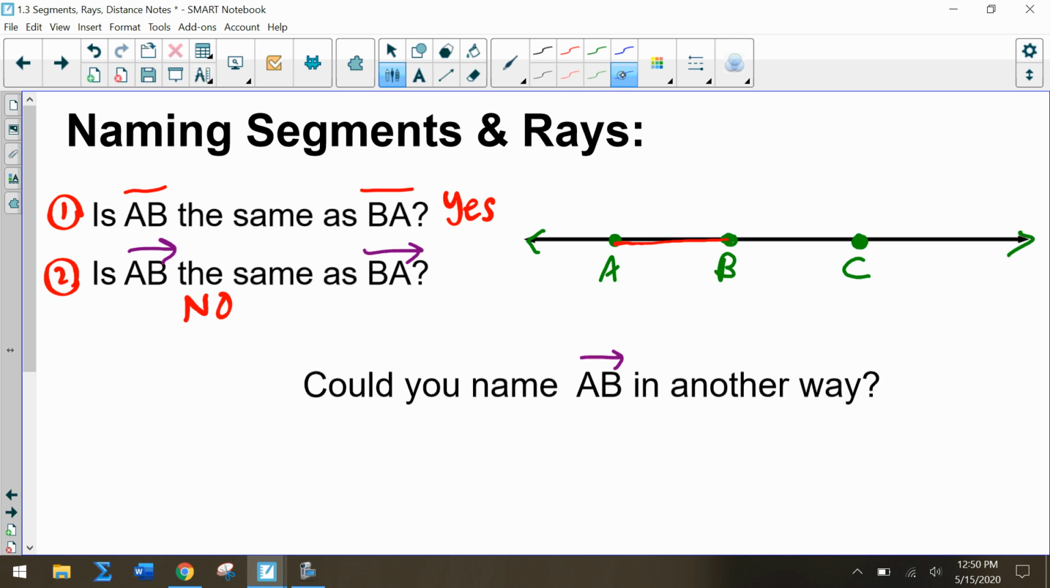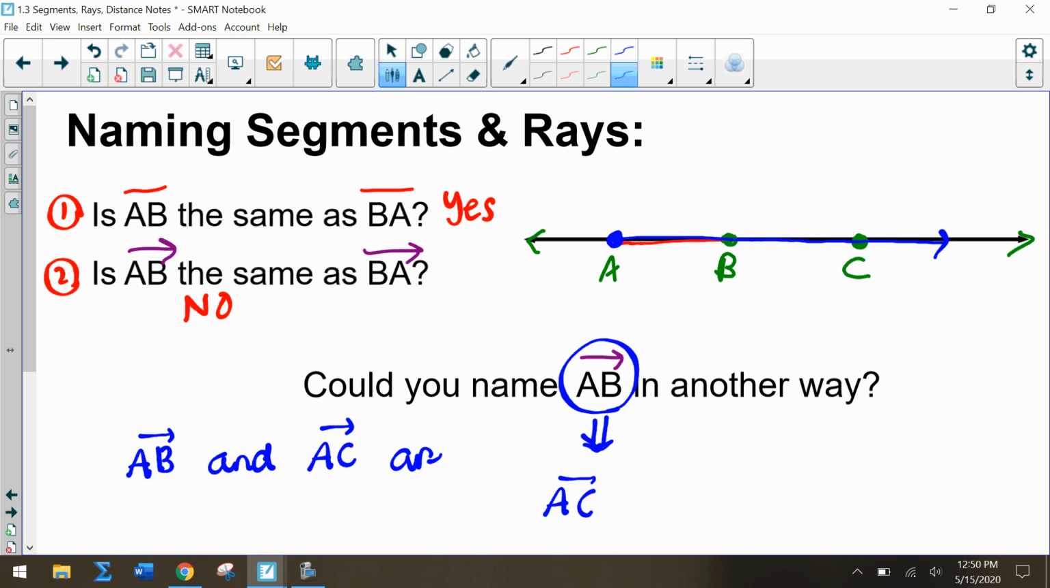Could we name ray AB in another way? If I started at A and I went through B, I also have to go through C. So this can also be rewritten as ray AC. So ray AB and ray AC are the same ray.